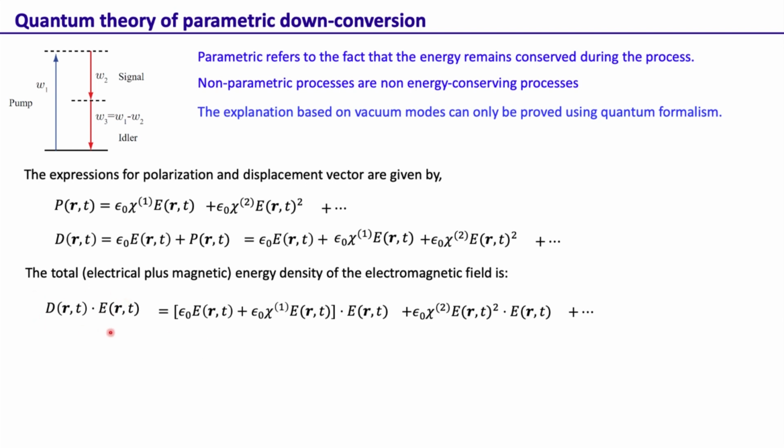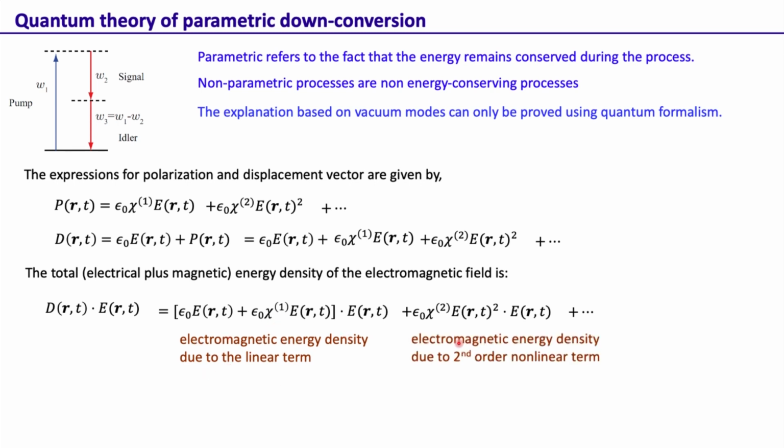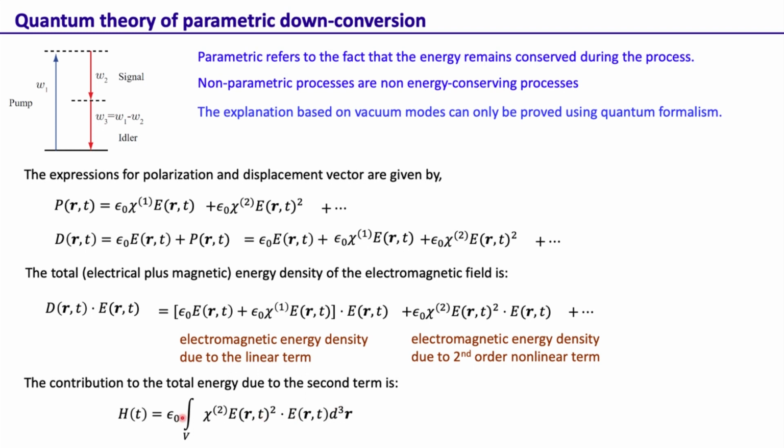So this is the total energy density, but this one is the electromagnetic energy density due to the linear term, and this one is the electromagnetic energy density due to the second order nonlinear term. Of course there are higher order terms. Now the total energy due to the second term we can write by integrating this energy density over the volume, and the volume here would be the nonlinear medium, whatever the medium is. So this is the contribution to the total electromagnetic energy due to the second order term.